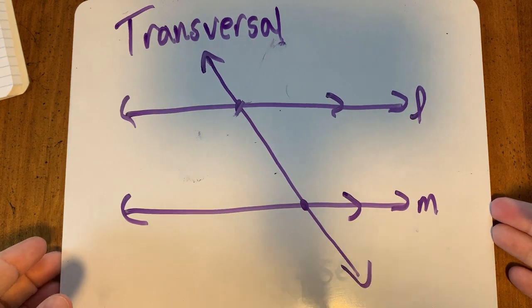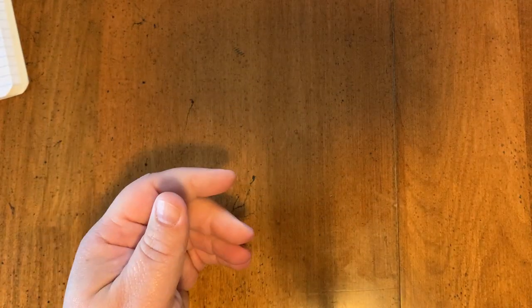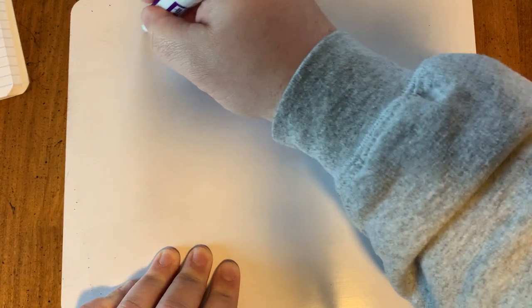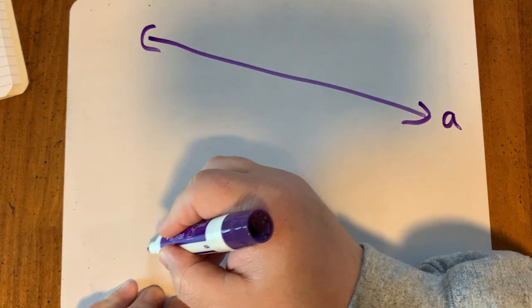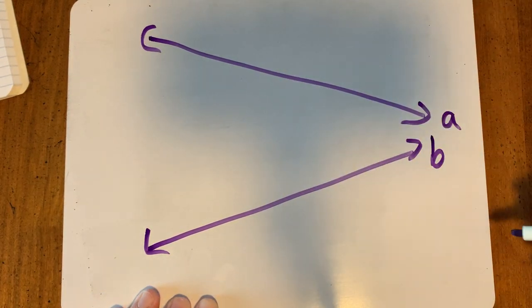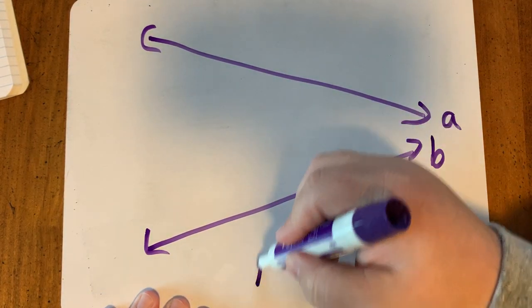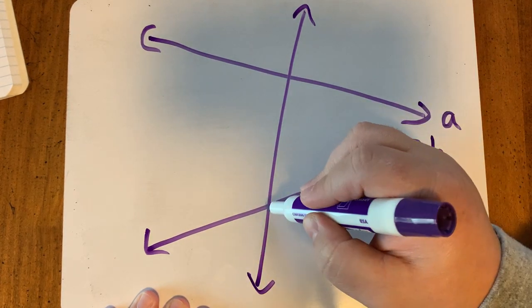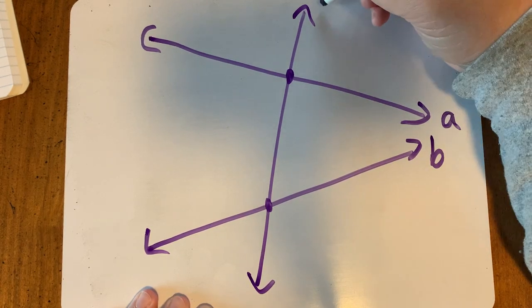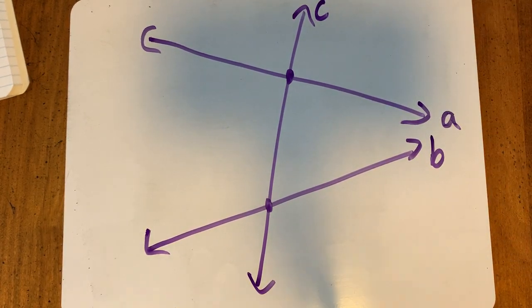Now, a transversal, I'm going to save this slide for later. A transversal doesn't need to intersect parallel lines. This line A and that line B, they're on the same plane that is this whiteboard. And this line intersects them at two distinct points. I'm just going to call that C. So that's still a transversal, even though the lines aren't parallel.